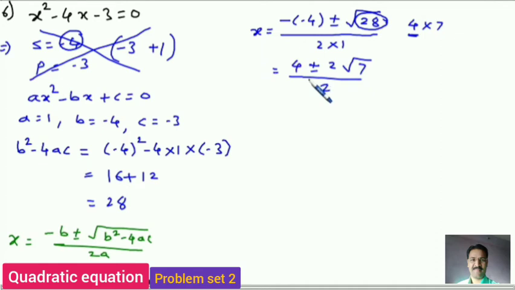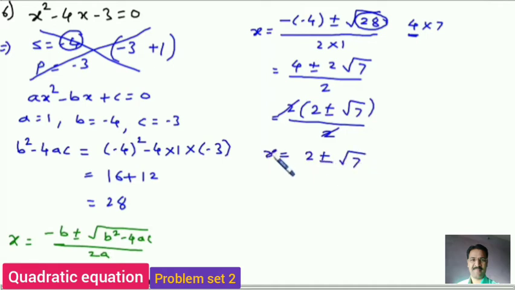We'll take common from the numerator. That is 2 we can take common. So 2 twos are, means here it is only root 7 remains. Now the denominator is 2. Now this one gets cancelled. So the answer is 2 plus or minus root 7. Now the roots are x is equal to 2 plus root 7 or x equal to 2 minus root 7. Like this we can solve the sums, which are very very simple and important.